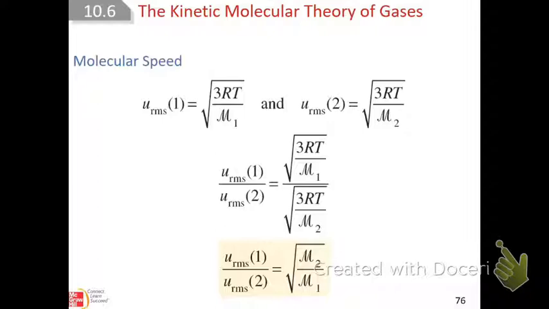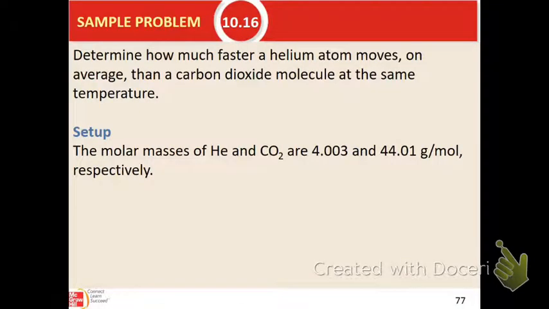Now what I care about is that, hey, this smaller one is going to travel faster, but you can actually calculate exactly how much faster. The speed of the first one over the speed of the second one is equal to the square root of the molar mass of the second one over the molar mass of the first one. You can see this in sample problem 16: how much faster does a helium atom move on average than a carbon dioxide molecule at the same temperature? It shows you their molar masses right there.